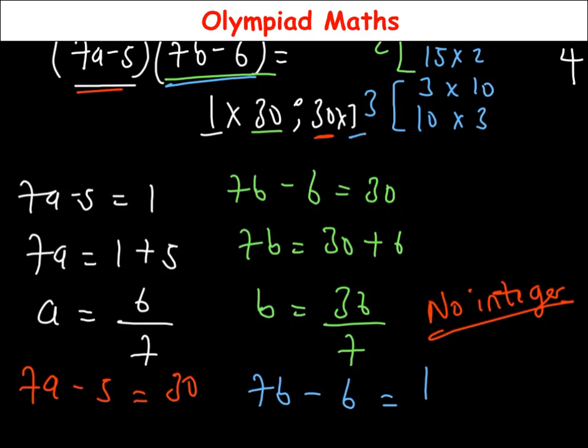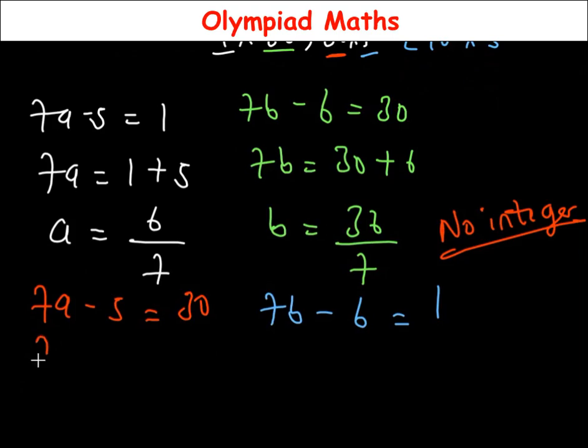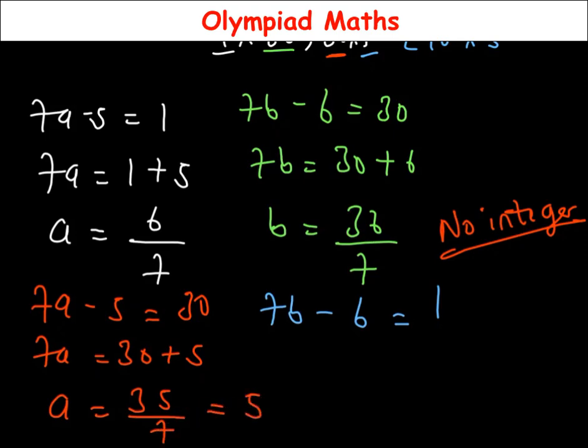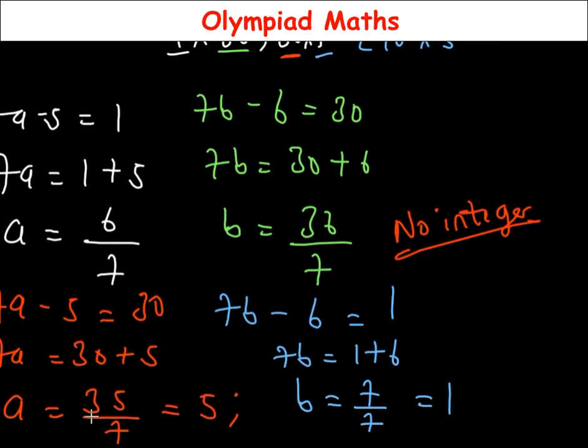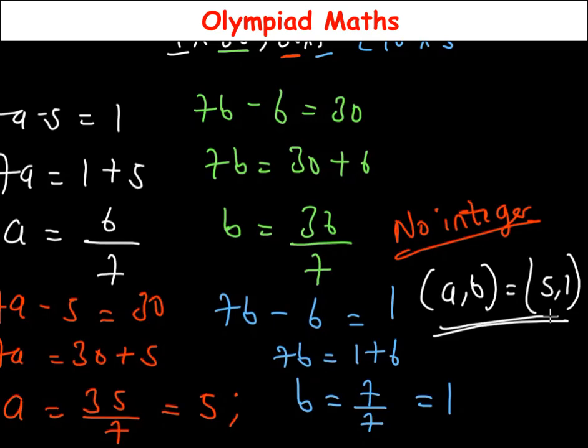So solving this, we have that 7a is equal to 30 plus 5, so a is equal to 35 over 7, and this is equal to 5. And from here, 7b is equal to 1 plus 6, so b is equal to 7 over 7, and b is equal to 1. So the pair of solutions (a, b) is equal to (5, 1). Now, we've looked at the first case and we've gotten the solution.